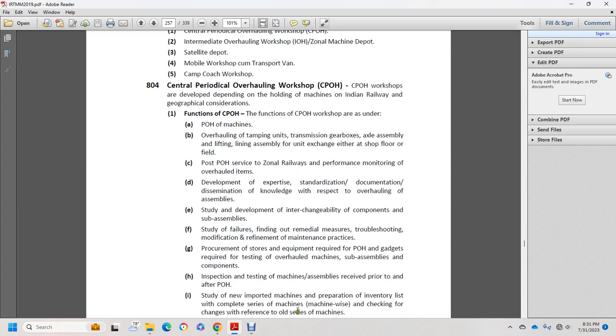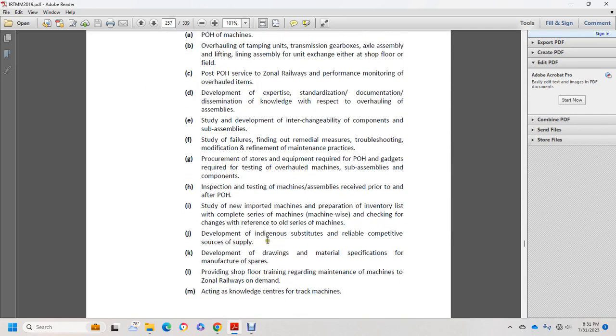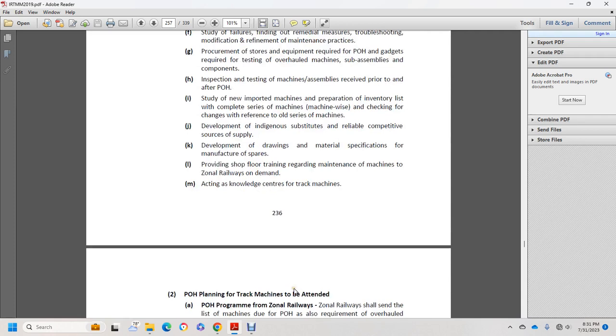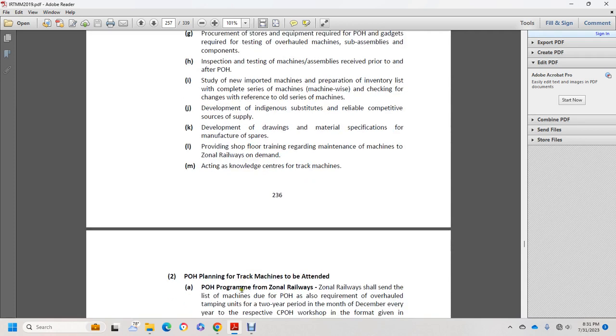Preparation of inventory, live and complete series of machine-wise checking for changes with reference to the old series of machines; developing indigenous substitutes from relatively reliable competitive sources of supply; developing drawings and material specifications of manufacturer's spares; providing shop floor training regarding maintenance of the machines to the zonal railways on demand; acting as a knowledge centre for track machines; periodic overhaul planning for the track machines to be attended and periodic programs for zonal railways.